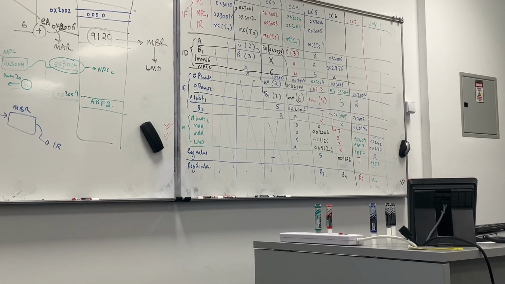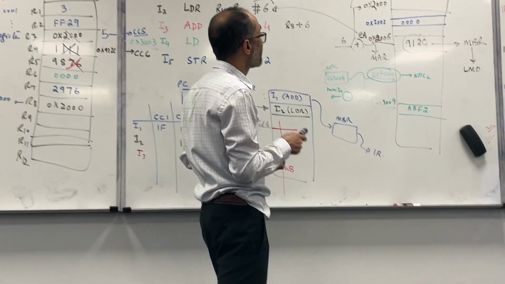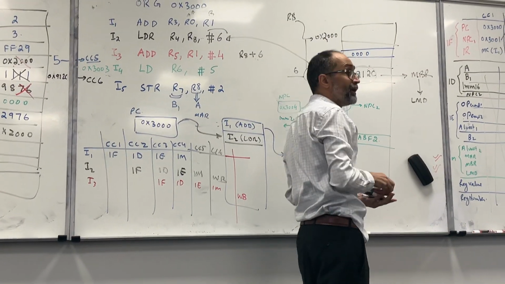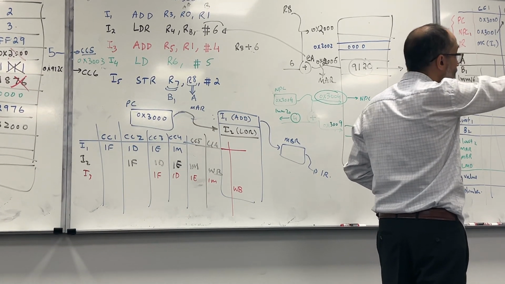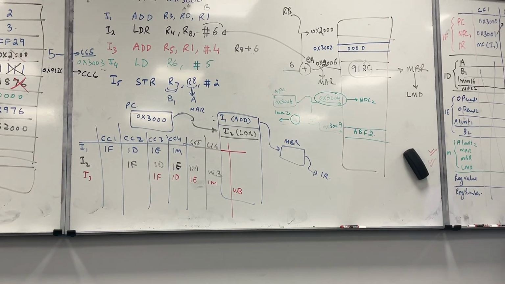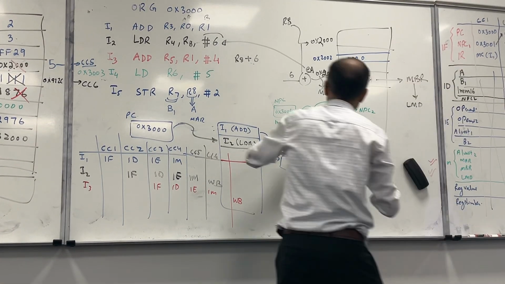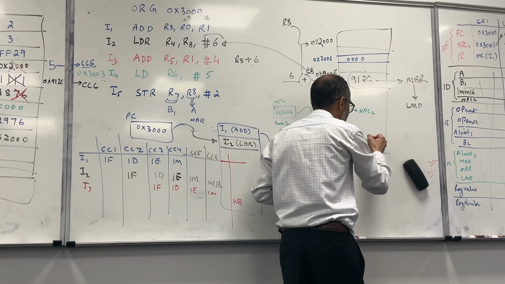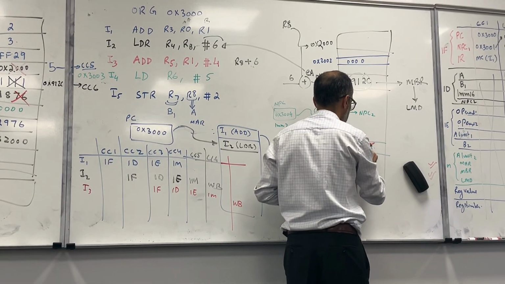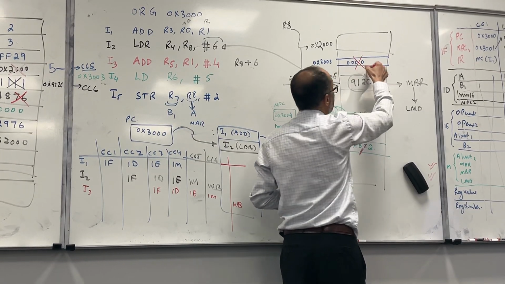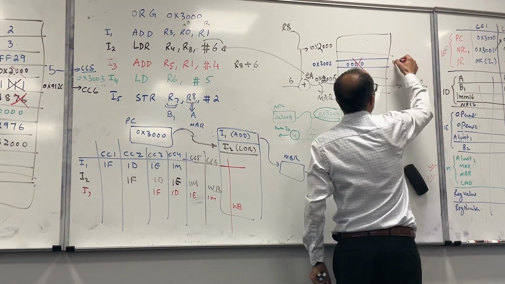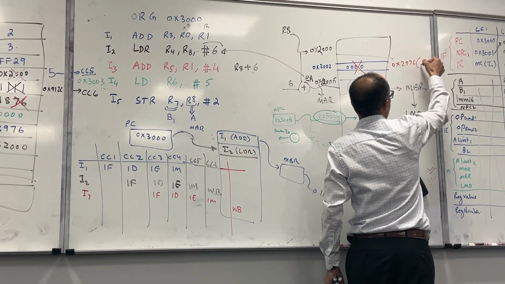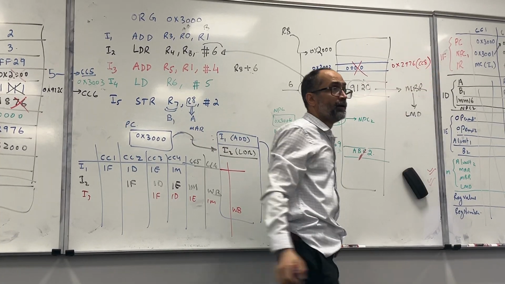So 2976, this is R7, will be written into the main memory at which address? And in which clock cycle? Clock cycle 8. Why? Because now it is in the memory stage. Can you see here? This value will be overwritten in the memory. And what will be the new value? Help me. 2976. In which clock cycle? 8.